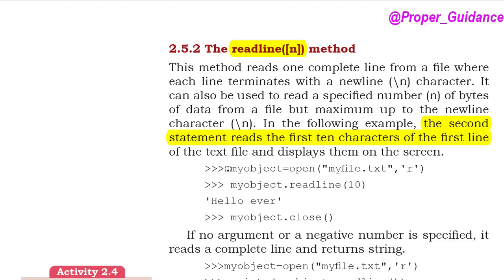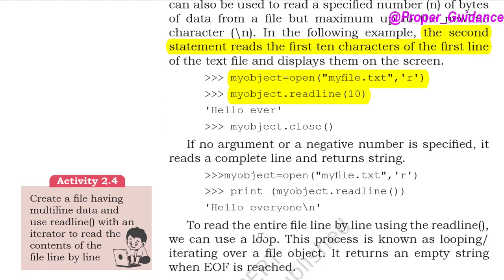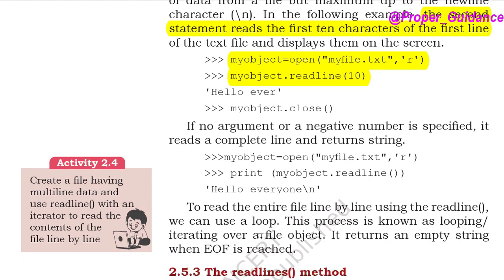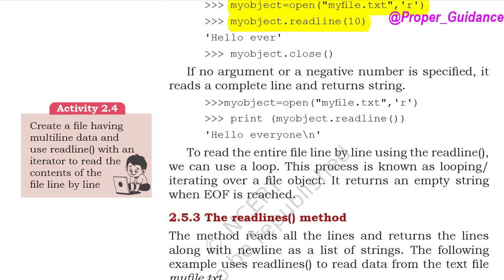my_object = open("myfile.txt", "r"). This is the readline method: my_object.readline(10) gives "Hello ever". my_object.close(). If no argument or a negative number is specified, it reads the complete line and returns a string. And my_object = open(...), print(my_object.readline()) gives Hello everyone.